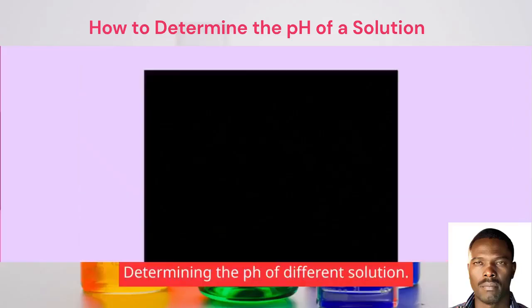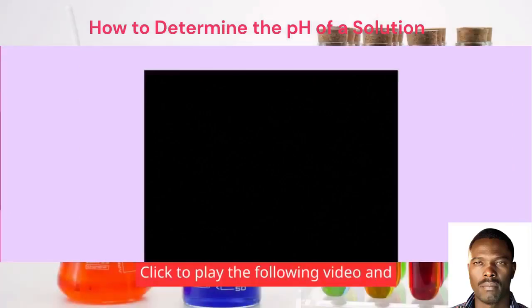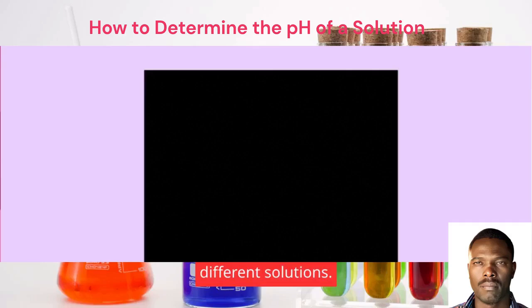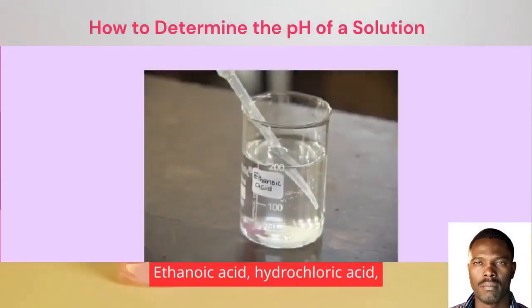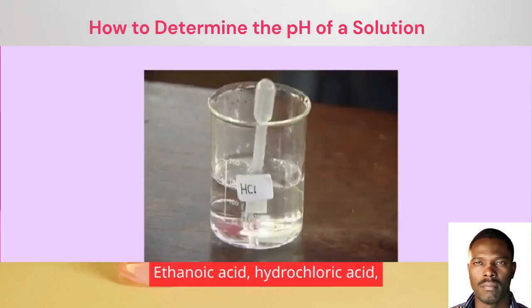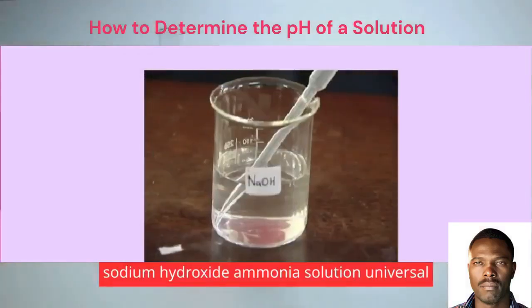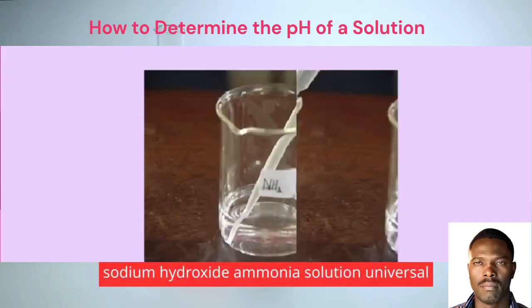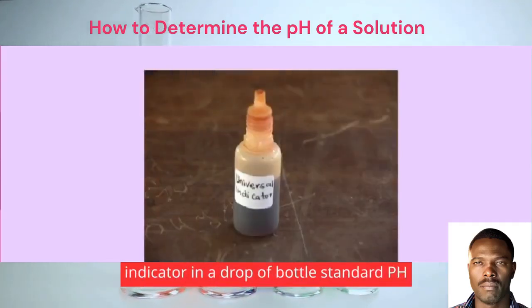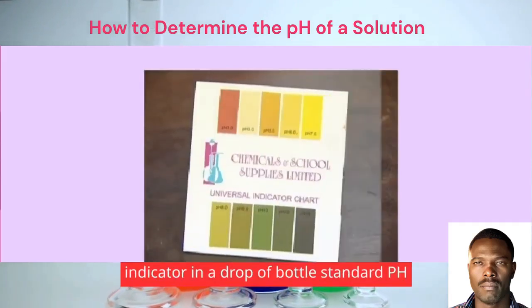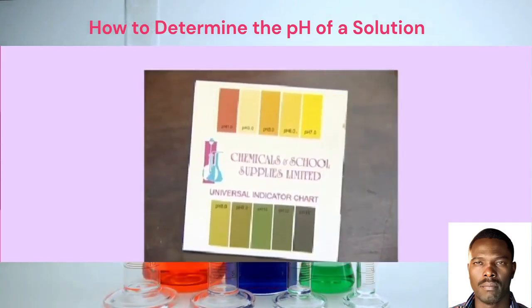Determining the pH of different solutions. Click to play the following video and observe how to determine the pH of different solutions. Apparatus and chemicals: ethanoic acid, hydrochloric acid, sodium hydroxide, ammonia solution, universal indicator in a drop-up bottle, standard pH.